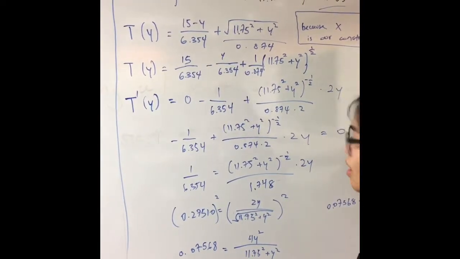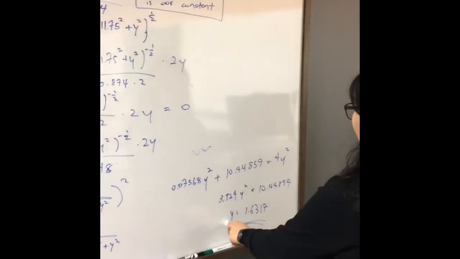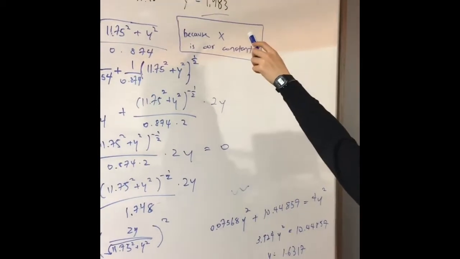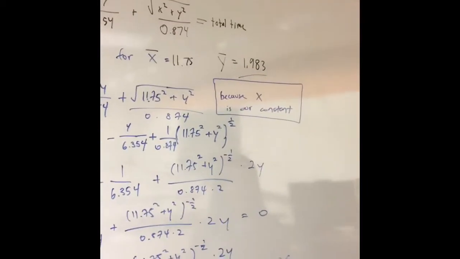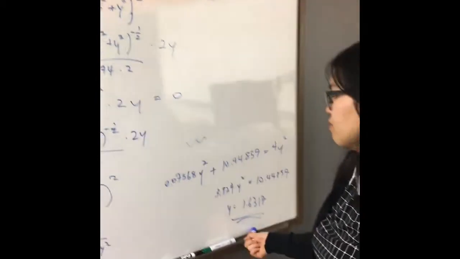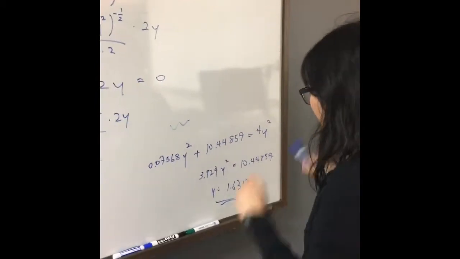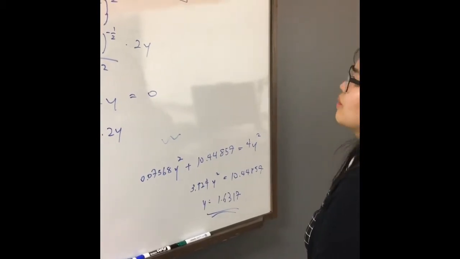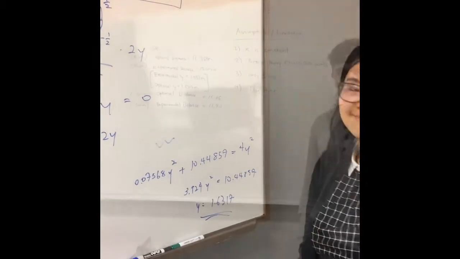Compare the values. Our average value that we found was 1.983, and the one that we figured out was y equals 1.6317, and it's about a 0.3 difference.